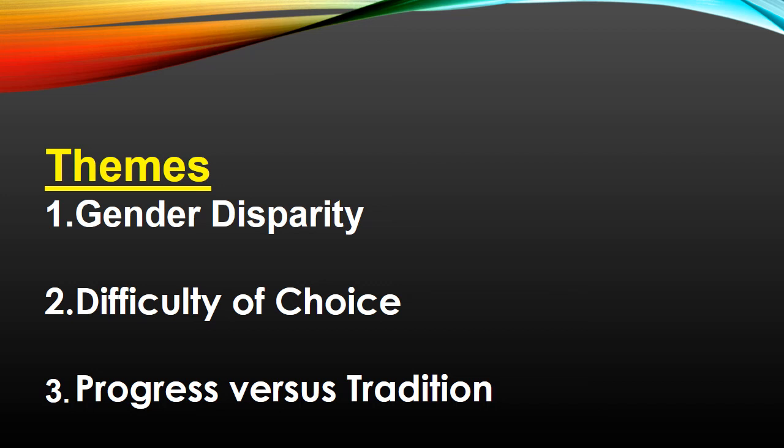Progress versus tradition. The tension between progress and tradition is central in The Mill on the Floss. There is a clear distinction between generations in the novel.